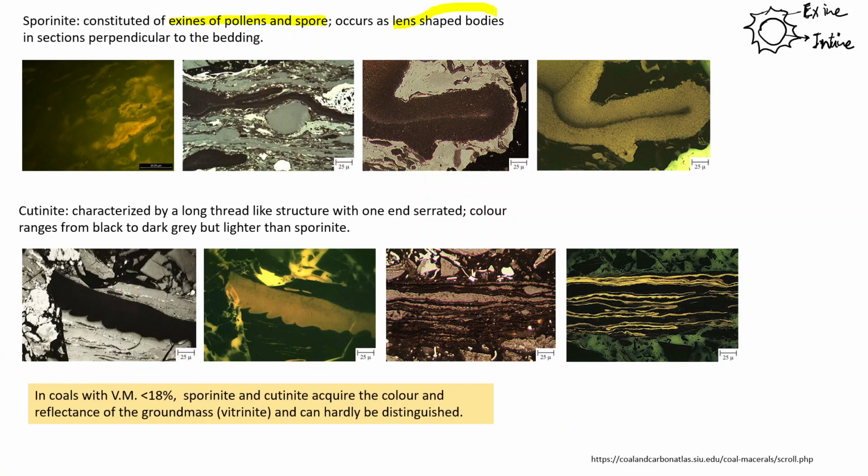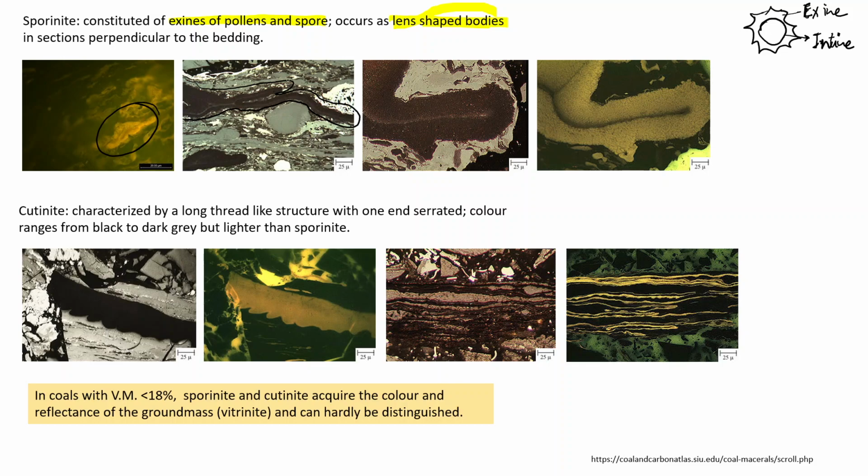It occurs as lens-shaped bodies in sections perpendicular to the bedding. So in all these photographs, the first four, all the structures you are seeing, the darker ones, are all sporinites. I'll just show you. So this is a sporinite. This dark color, this structure, these bands, are all the spores which are compressed. Now, if you see over here, you can see that they are not structureless, rather they are showing their symmetry, the bilateral symmetry, over here.